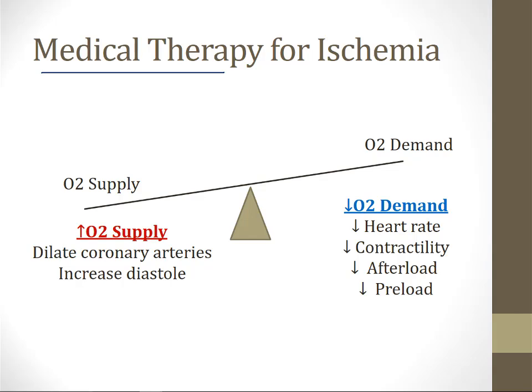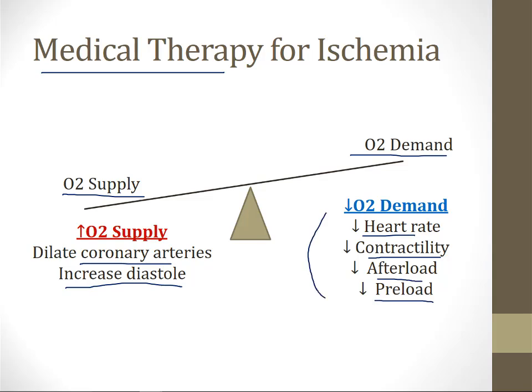So when you're thinking about using drugs to treat ischemia, you need to choose drugs for the patient that either increase the O2 supply or decrease the O2 demand, because the problem in stable angina is a mismatch between oxygen supply and demand. Ways that drugs can raise the O2 supply is by dilating coronary arteries or increasing the time of diastole. Remember, the coronary arteries are mostly perfused in diastole, so the longer the period of diastole, the more perfusion in the myocardium. Ways that you can decrease demand with drugs in terms of ischemia are to lower the heart rate, lower contractility, or decrease the afterload or preload.